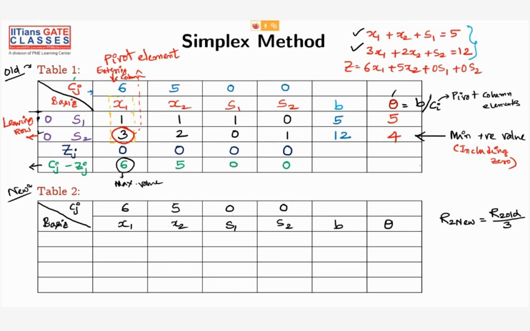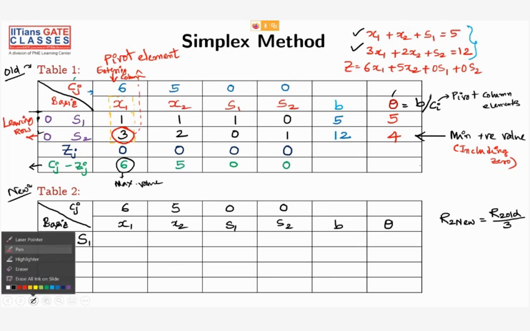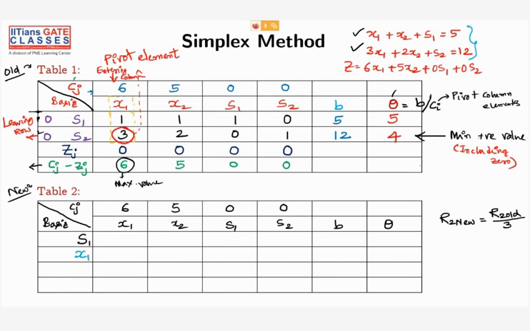Before that, you have to handle the entering column. Entering means this x1 is entering the basis and s2 is leaving the basis. That is the meaning of entering and leaving. X1 will enter the basis, S2 will leave the basis. So let me write that also. X1 has come, as identified by the maximum value, and S2 is identified by the minimum positive value, that is the idleness of the company. So x1 is entering the basis, S2 is leaving.